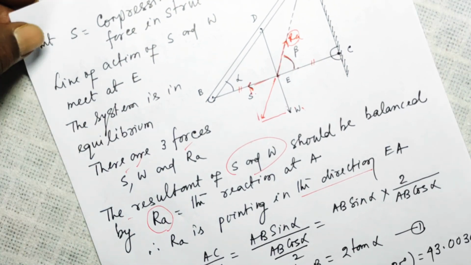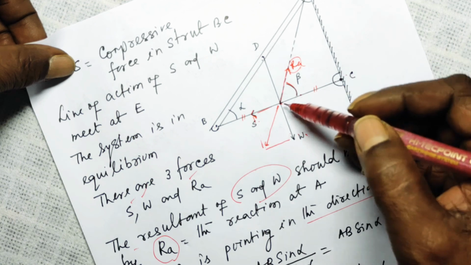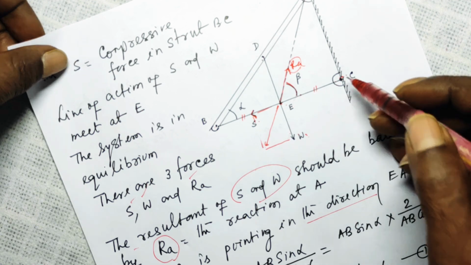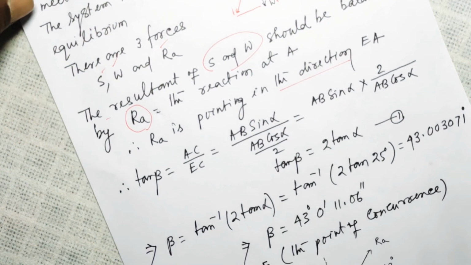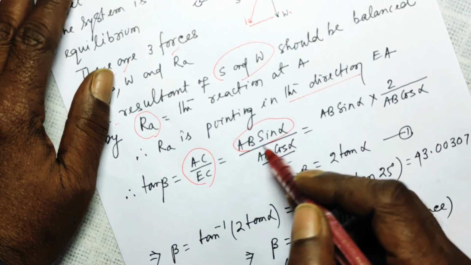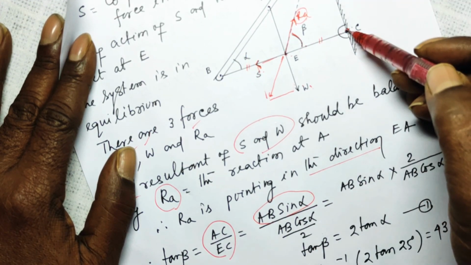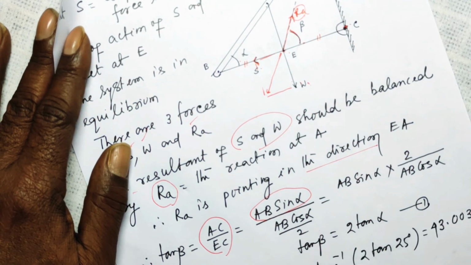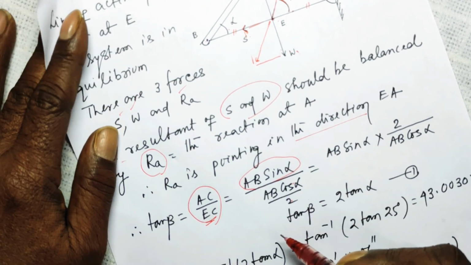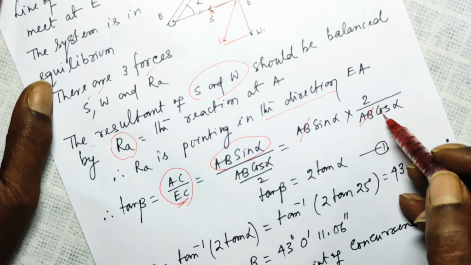Since it is a free vector, I can shift RA to the point E and draw the free body diagram. So let us first find the angle beta. Now in triangle ACE, which is right angled at C, tan beta will be AC over EC, and AC we just calculated as AB sin alpha. From this triangle, AC was AB times sin alpha, and EC I just explained is AB cos alpha over 2. So 2 comes to the numerator, AB cancels, and sin alpha over cos alpha is tan alpha.